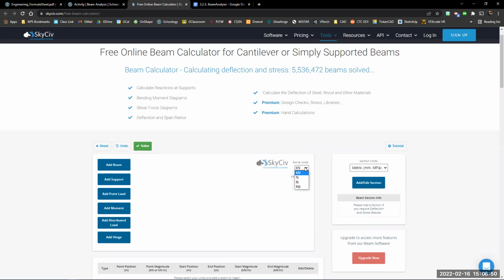Okay, so let's start off. First off, I'm going to change the units. I want this to be in pounds. The units we've been using were feet, so it would be foot-pounds. In addition, I've been changing the section units to imperial.